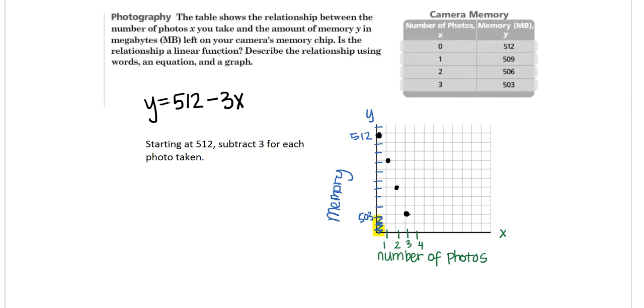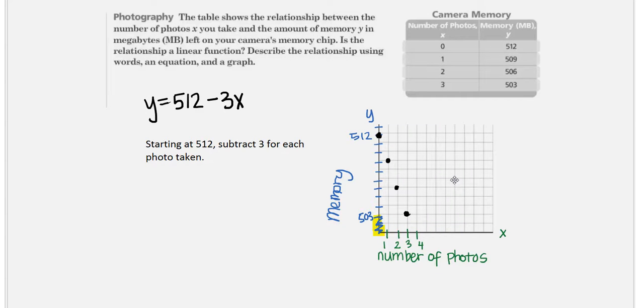Okay, so the first thing I did was I plotted the points on the graph, although it got shifted a little bit. There we go. And you should know that it is linear and it's going down. So at 0 photos, there's 512 megabytes of memory left on your memory chip. One picture, there's 3 less, there's 509. Two pictures, there's another 3 less, so 506. And so it's going down by 3 megabytes each time.